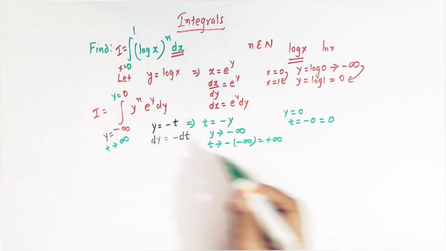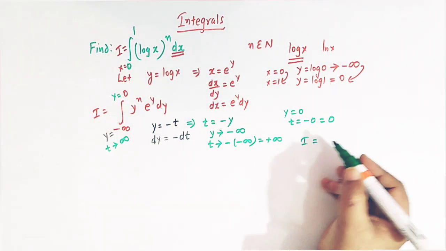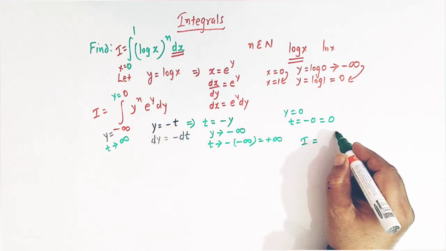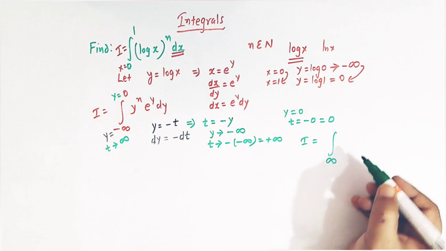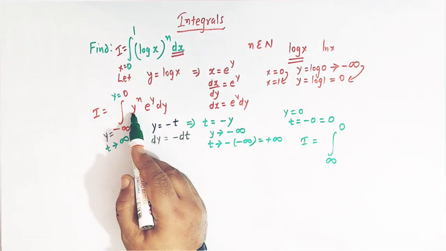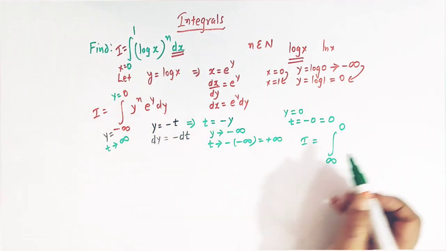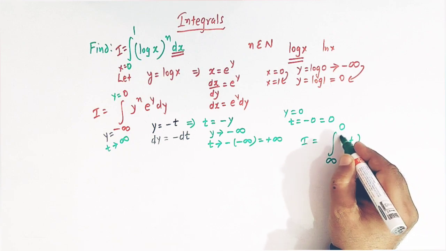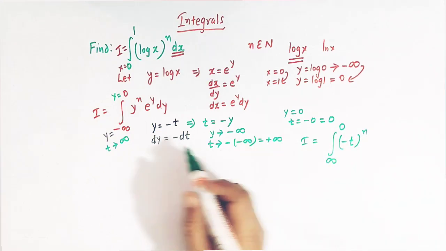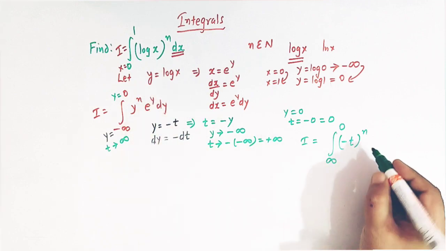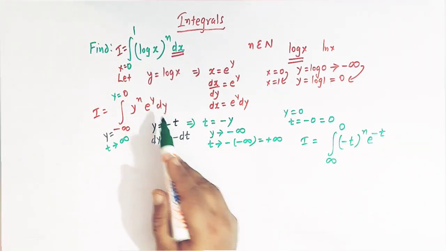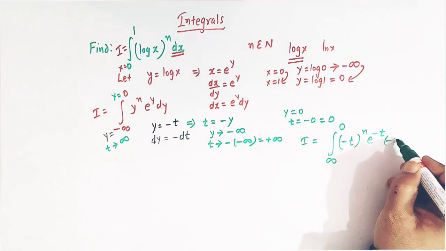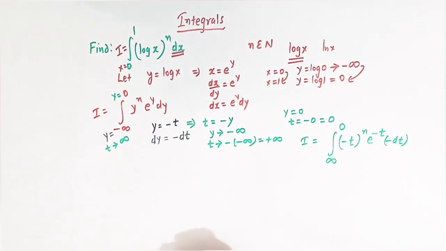So now we can write this integral I in terms of t as the integral from infinity to 0. For y we can write minus t, and this is raised to n, and we have e raised to minus t, and for dy we can write minus dt.